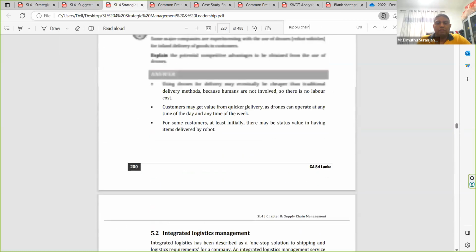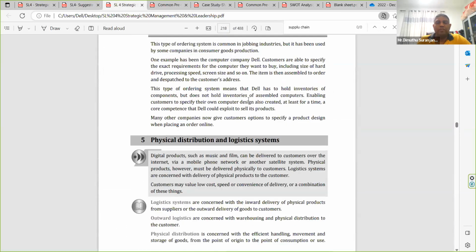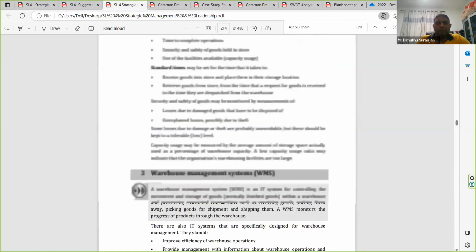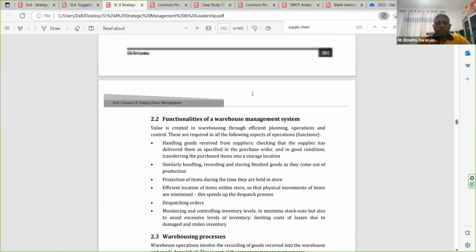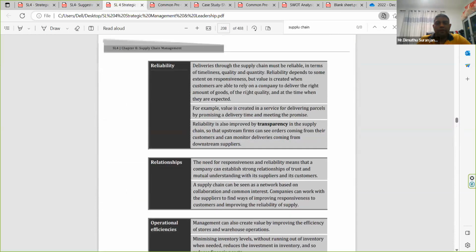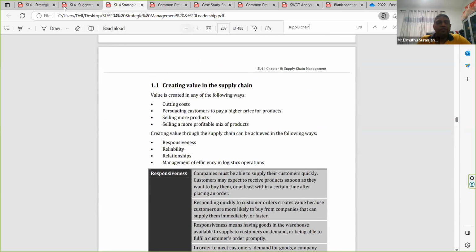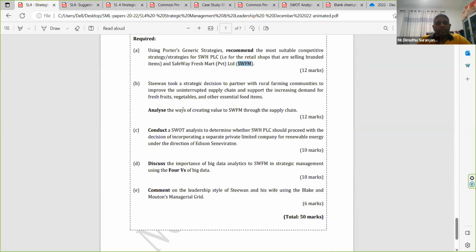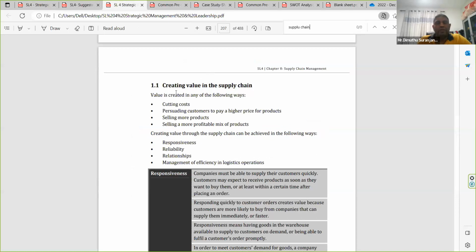Supply chain topic. There are 4 ways now. Here, see. This is the point. Now, here see the questions. The question is ways of creating value to SWFM. Ways of creating values. See this.